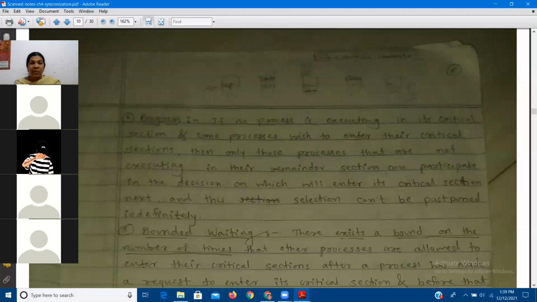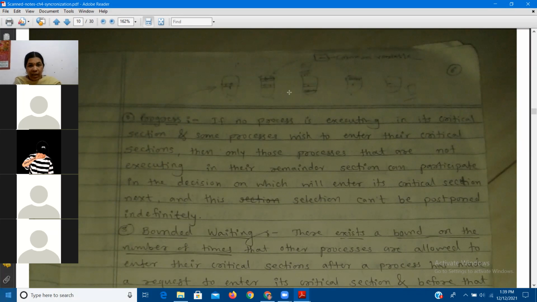So that is called mutual exclusion. So in this decision only these 2 processes will be there, and again from those 2, who will enter its critical section, that decision should be taken immediately by the operating system so that the resource will not be free, it will be utilized properly. So this is called progress.